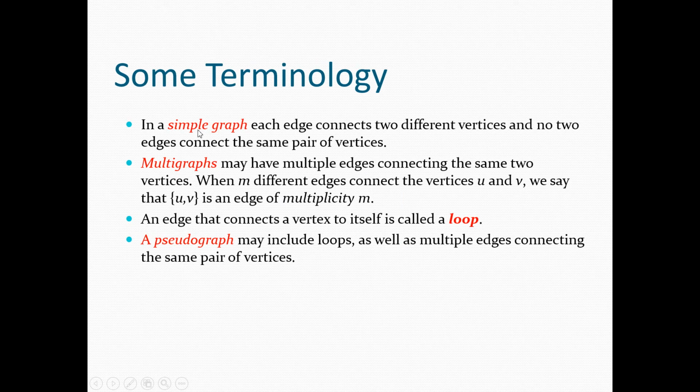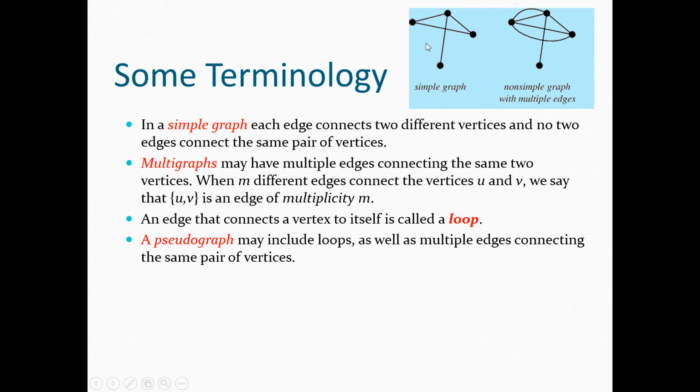So, some terminology about graphs, different types of graphs. First of all, a simple graph. In a simple graph, each edge connects two different vertices and no two edges connect the same pair of vertices. A multigraph may have multiple edges connecting the same two vertices. When m different edges connect the vertices u and v, we say uv is an edge of multiplicity m. This is a simple graph.